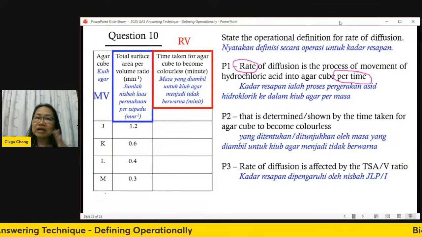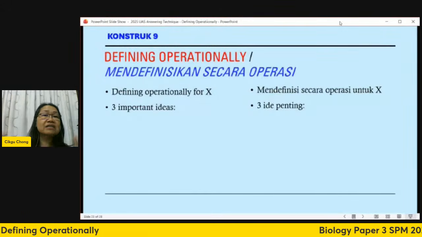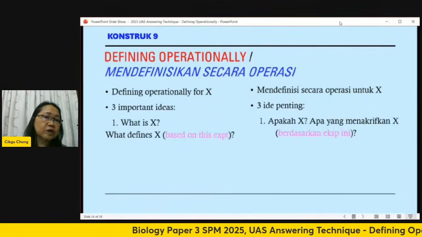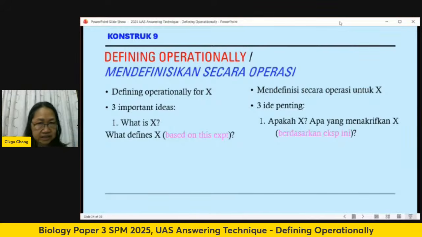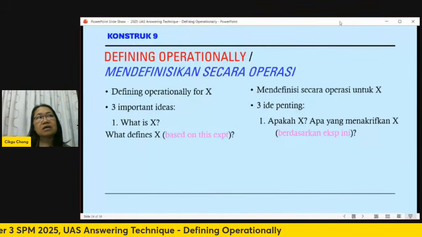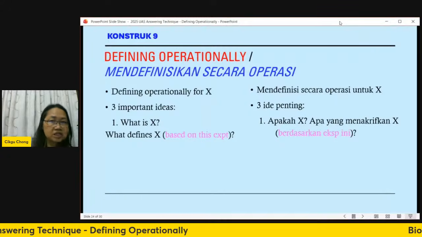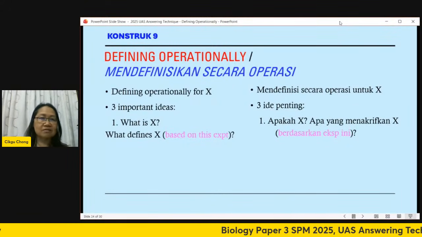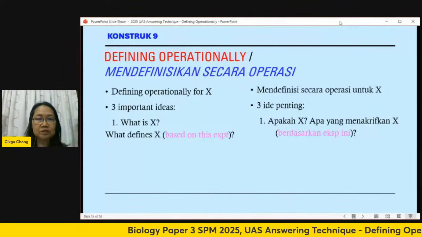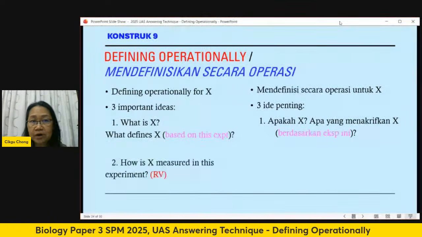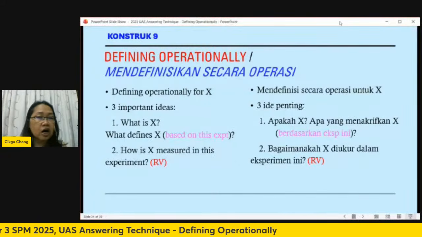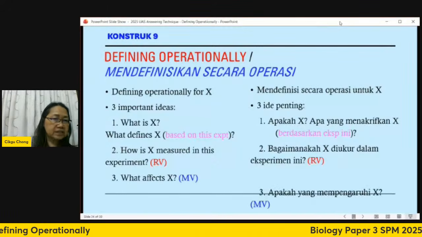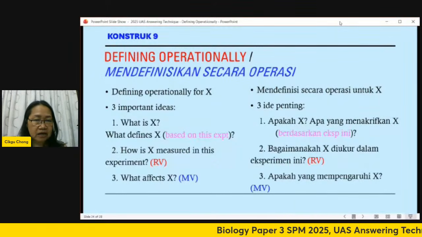All right, so that's my class for today. In a nutshell, that means a summary. Remember your three main ideas. Start your answer with: what is X? X is diffusion is, photosynthesis is, transpiration is, and then you use everything that is given there. You use what plant, what chemical, what solution, put it inside. Second point, how you measure it is determined by, shown by the RV. Third point, this X is affected by the MV.